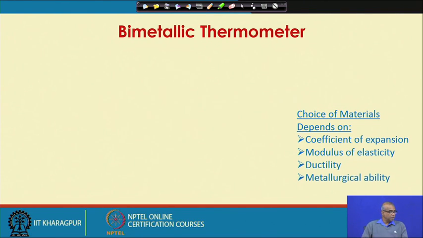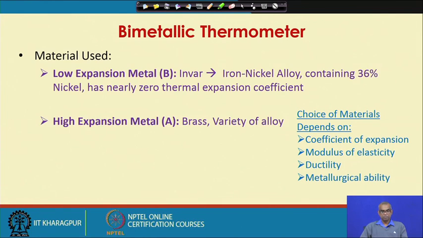So, what are the different materials that can be chosen for making a bimetallic thermometer? Choice of materials will depend on coefficient of thermal expansion, modulus of elasticity, ductility, metallurgical ability, etc.